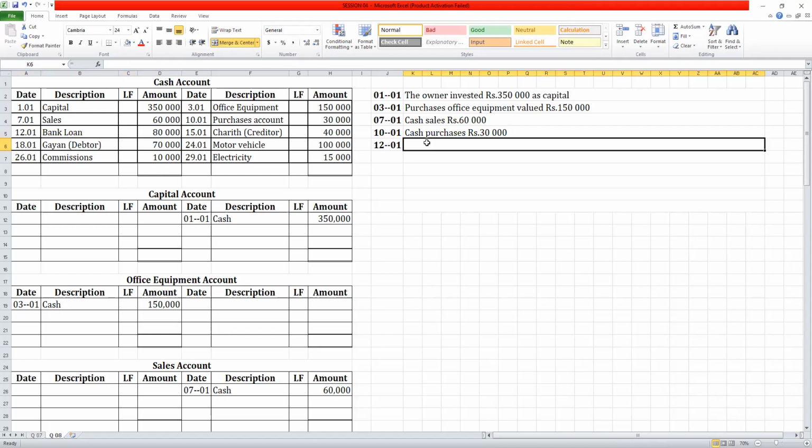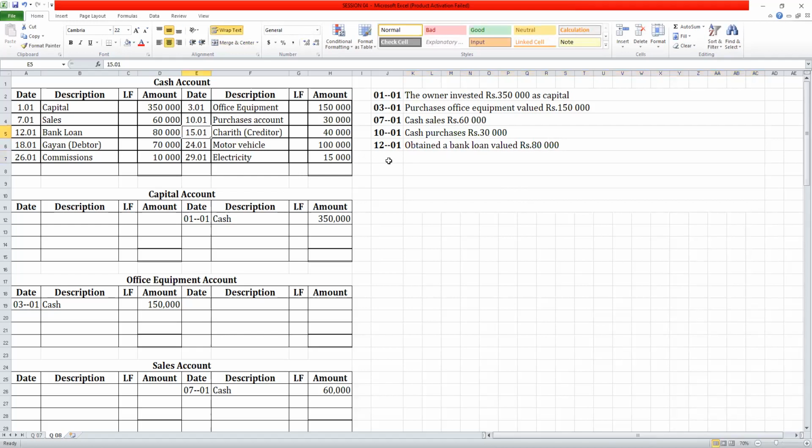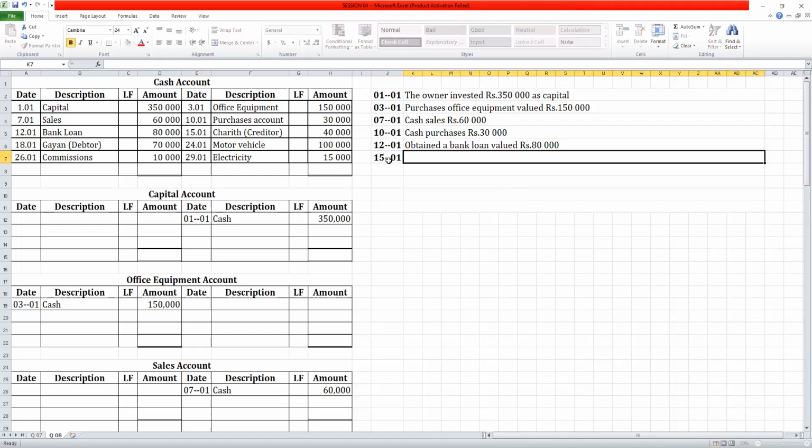What is this transaction? That is right. It is obtained a bank loan valued rupees 80,000. That is all. Right? The next consecutive date is 15th January.